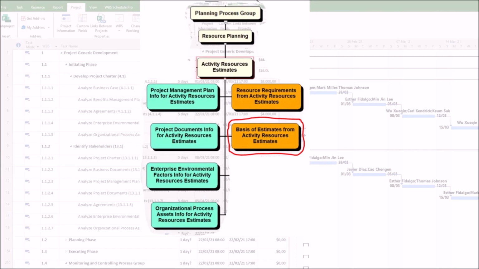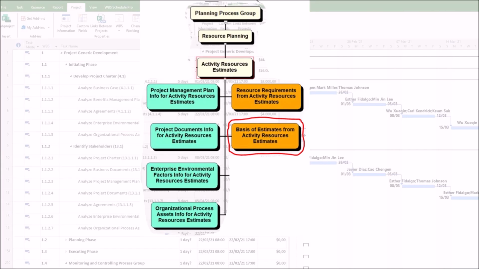While other outputs, like the resource requirements, tell you what you need, the basis of estimates provides the justification, assumptions, and constraints that explain how you arrived at those numbers. The basis of estimates is a supporting document that provides all the basic information used to create the resource estimates. It's not the estimate itself, but the foundation on which the estimate is built.